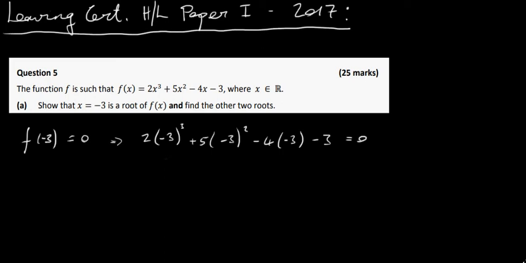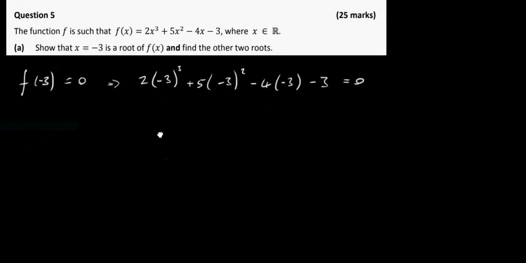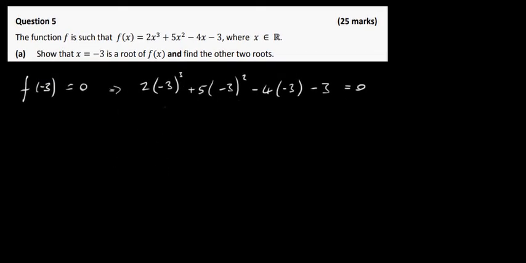Okay, so in this video I'm going to have a look at the Leaving Cert High Level Paper 1 for 2017, and I'm going to have a look at question 5. So this question involves functions, and we're given a function here, this cubic function. We're asked to show that x is equal to minus 3 is a root.